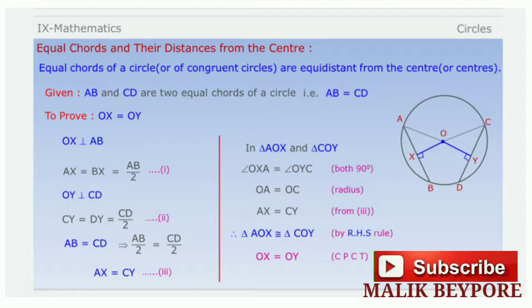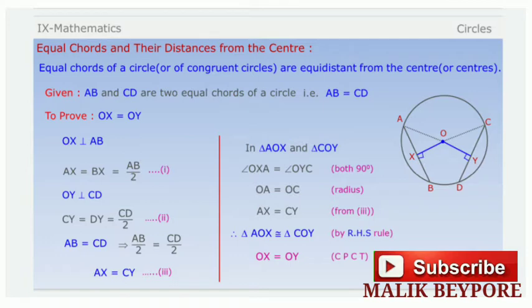So here the theorem says that we have two chords that are equal. Here AB and CD are equal chords, that is AB equal to CD. So we need to prove OX is equal to OY. Here join OA and OC, and also OX is perpendicular to AB.